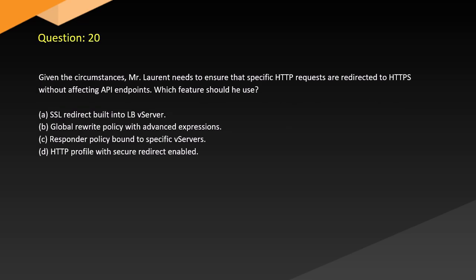Question 20. Given the circumstances, Ishta Moran needs to ensure that specific HTTP requests are redirected to HTTPS without affecting API endpoints. Which feature should he use? A. SSL redirect built into the vServer. B. Global rewrite policy with advanced expressions. C. Responder policy bound to specific vServers. D. HTTP profile with secure redirect enabled.